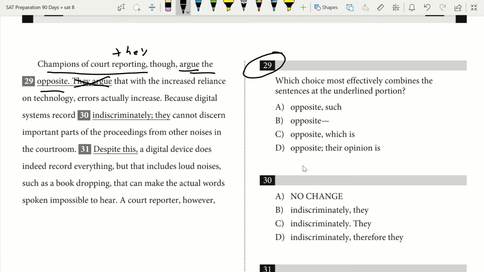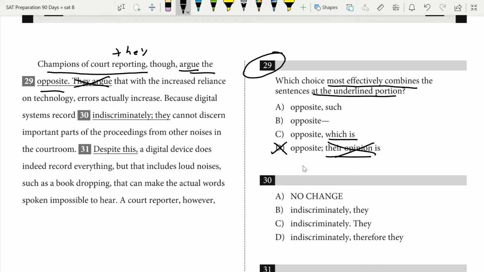So immediately I see that as a red flag. I look at my question, I see I have, which choice most effectively combines the sentences at the underlined portion. So obviously I want to get rid of "they are you." So I don't want to have that. I see I have "their opinion." Once again, that's really similar to "they are you." That's really repetitive, redundant. I don't want to use that. It's too wordy. So I can go ahead and get rid of D.